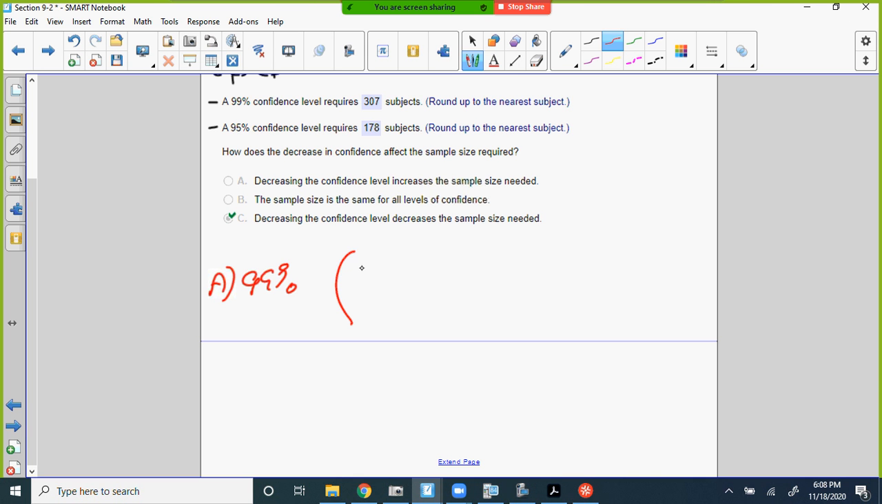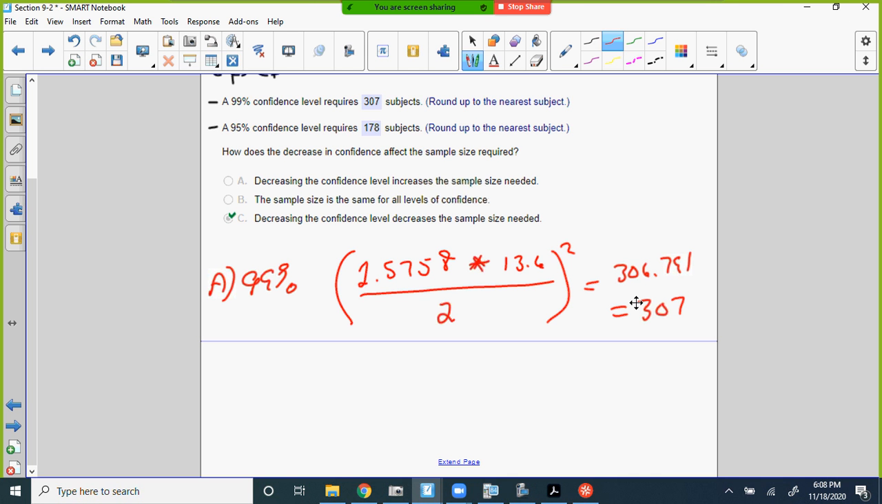So we've got the Z-score for 99 is 2.5758 times the standard deviation, which happens to be 13.6, right? It's the S, all divided by what? Well, your error, and it said within 2, right? Now, when you do that and square it, you come out with 306.791, which goes up to, guess what? 307, right? So that's how you calculate your sample size, okay?